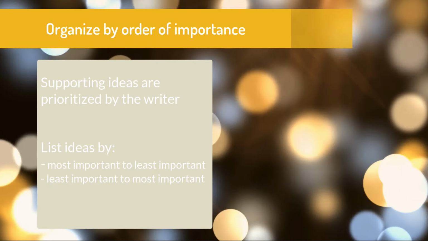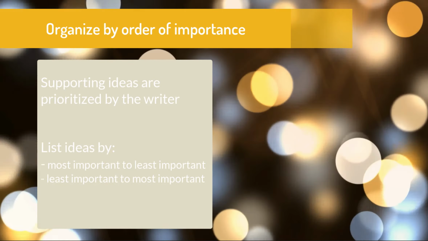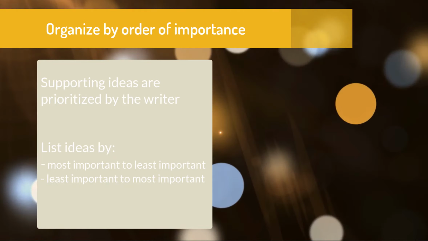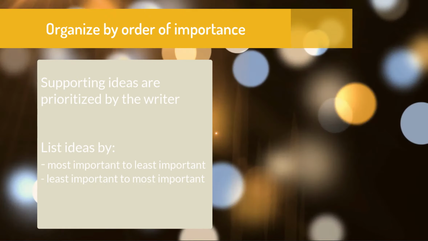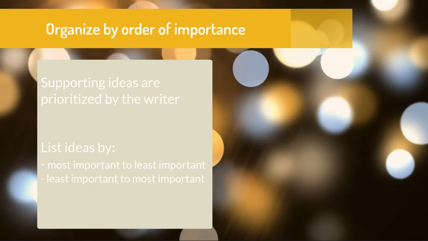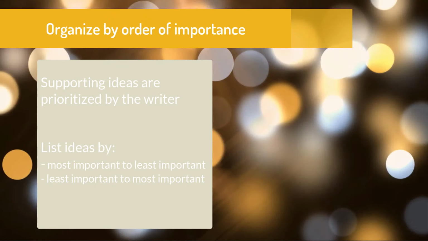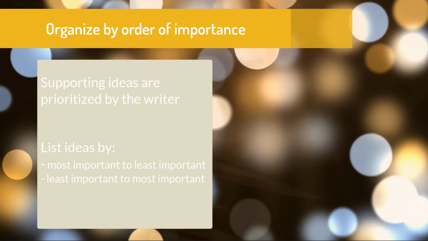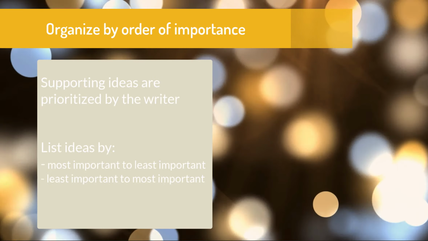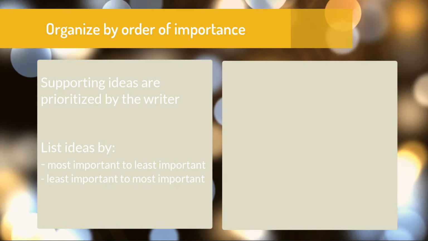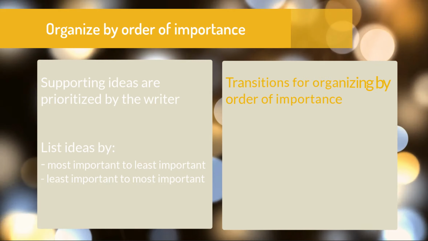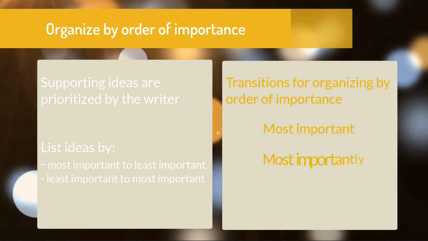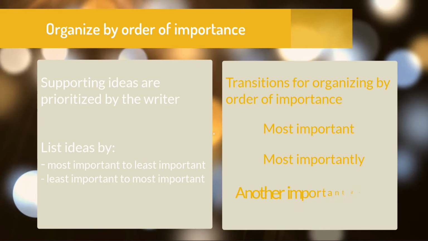It is usually better to use the structure least important to most important because people remember the last thing they read more easily. That way, the reader will be more likely to remember the most important detail from the essay or paragraph. If you choose to order your details by order of importance, you can use the transitions most important, most importantly, another important detail.